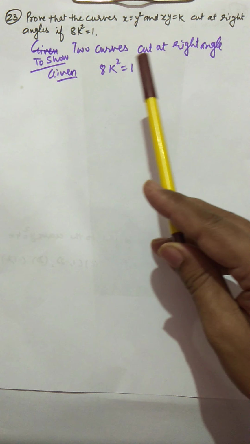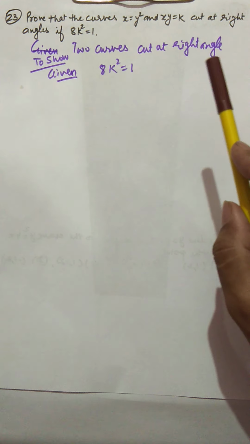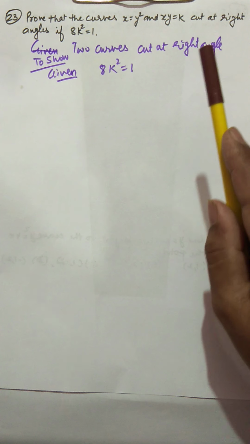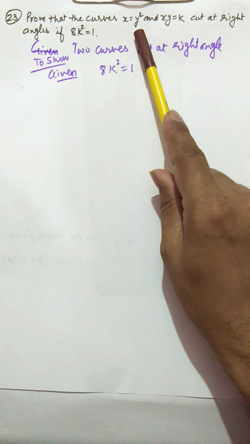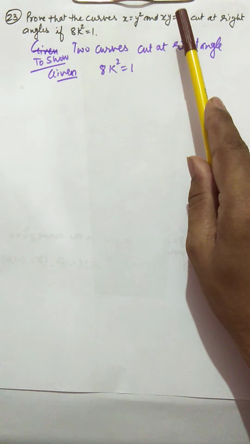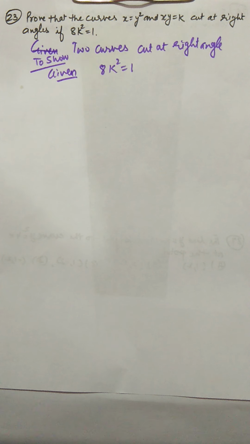So this question is also special because it uses this new concept, how the curves will cut at right angles. We also call them orthogonal curves. Orthogonal curves means where the curves meet at right angles. So simple: if you find the slope of the tangent of this curve and the slope of the tangent of this curve, and if you take the product, and the answer is -1, it means they are cutting at right angles, or you can say they are orthogonal.